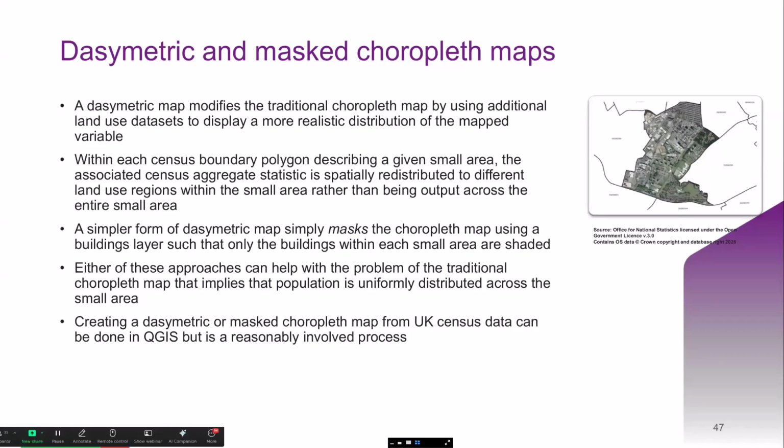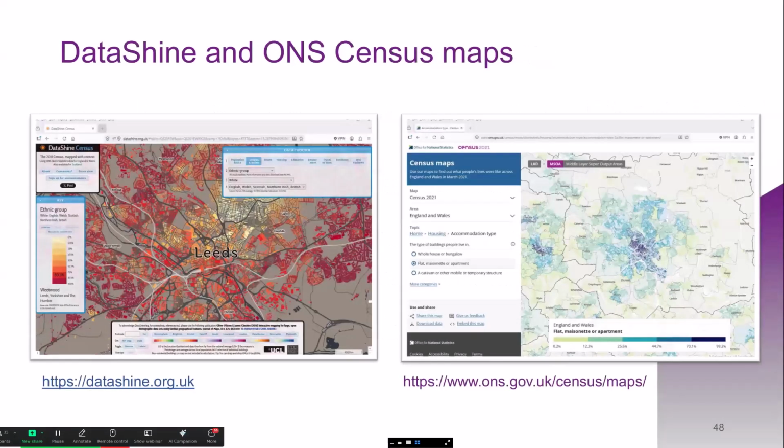But luckily for us, people such as the Ordnance Survey, University College London, and Liverpool have done this already, and there are two great online mapping tools where you can see this data yourself. Datashine was originally created by University College London for the 2011 data. They have Datashine Census, which allows you to display the census data using this dasymetric style mapping of shading the buildings.